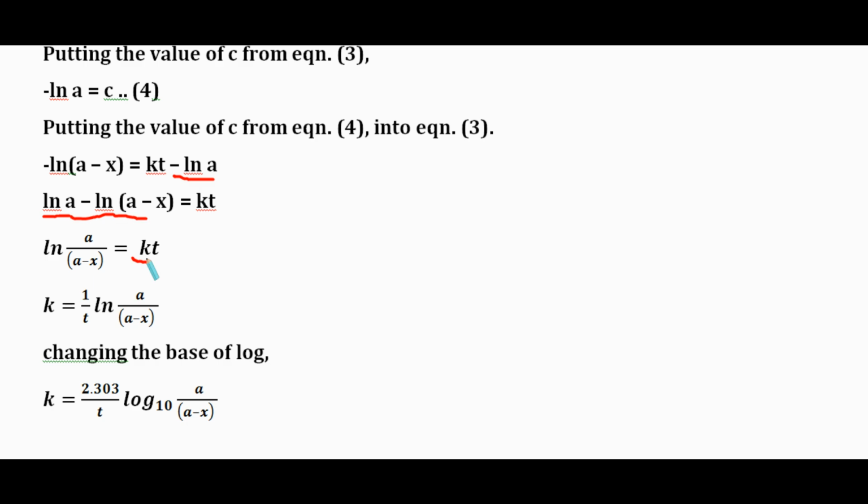If we find the value of k, then t can be transposed: k equal to 1/t ln a/(a minus x). Changing the base of log to 10, we get k equal to, t is also copied. If natural log is converted into log of base 10, then the value is 2.303. So it is written as k equal to 2.303/t log10 a/(a minus x). This is the expression for first order reaction rate constant.